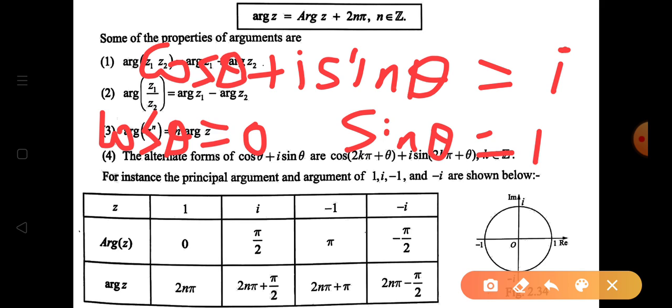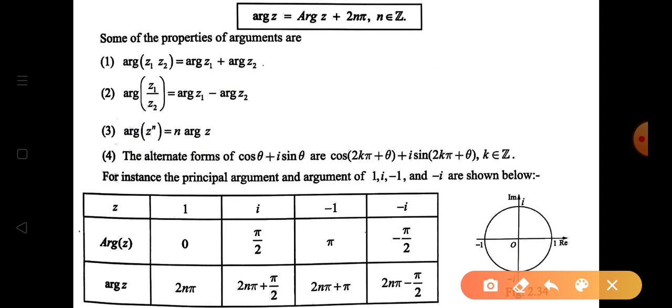Once again listen, when cos theta is equal to 0, how many degrees? Yes, theta is equal to 90 degrees, that is pi by 2. When sin theta is equal to 1, 90 degrees, so pi by 2. Now we substitute pi by 2 in the general alternate form, that is cos(2k pi plus pi by 2) plus i sin(2k pi plus pi by 2). So we write the argument of z equal to 2n pi plus pi by 2. Do you understand? Okay, very well.